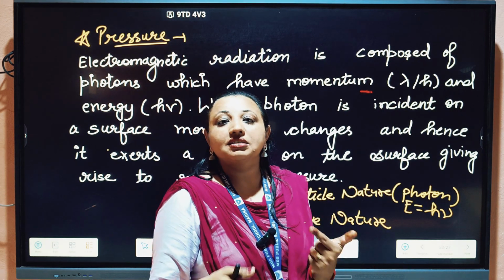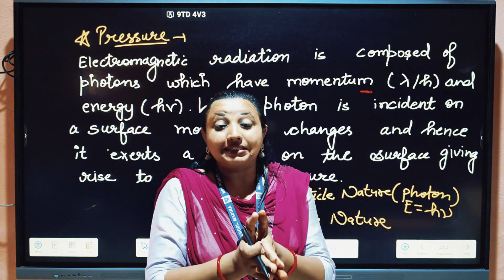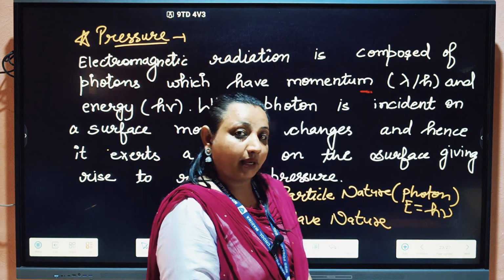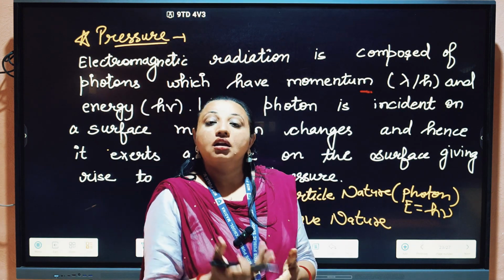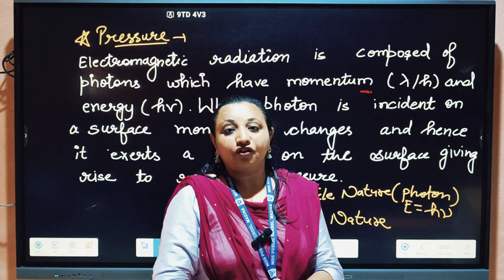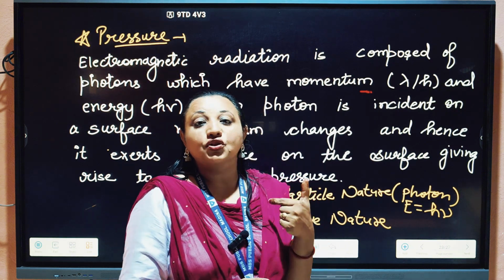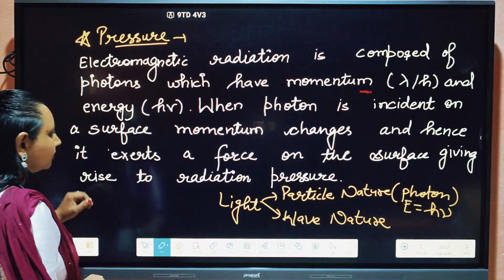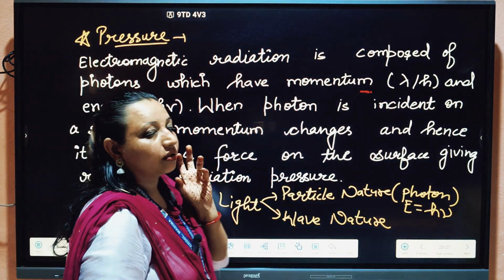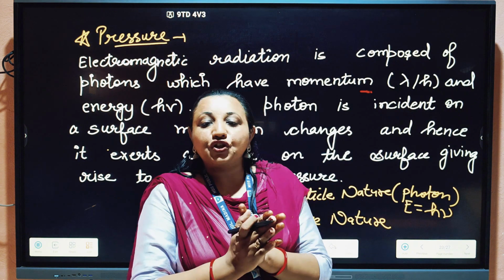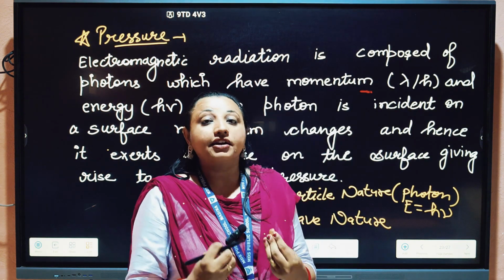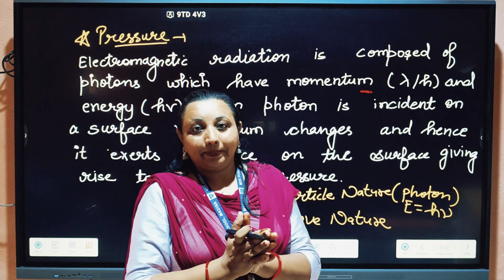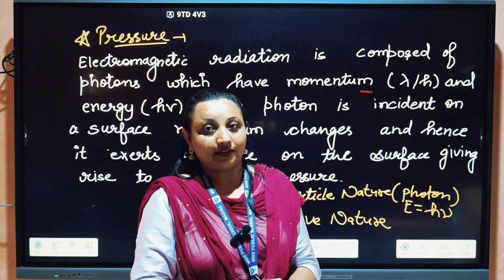When momentum changes, that means it exerts a force on that surface, and force per unit area is known as pressure. The SI unit of pressure is Pascal, but it is also measured in Newton per meter square, that is, how much force is acting per unit area. So light also exerts pressure. Visible rays exert pressure. This was given by Nicholas Tesla, right?